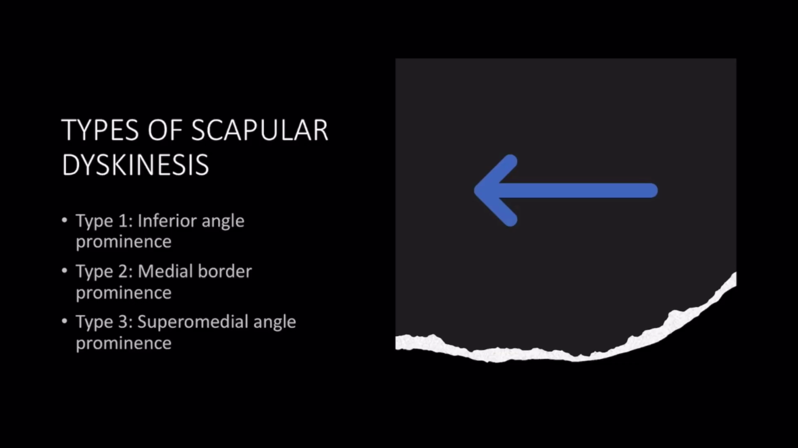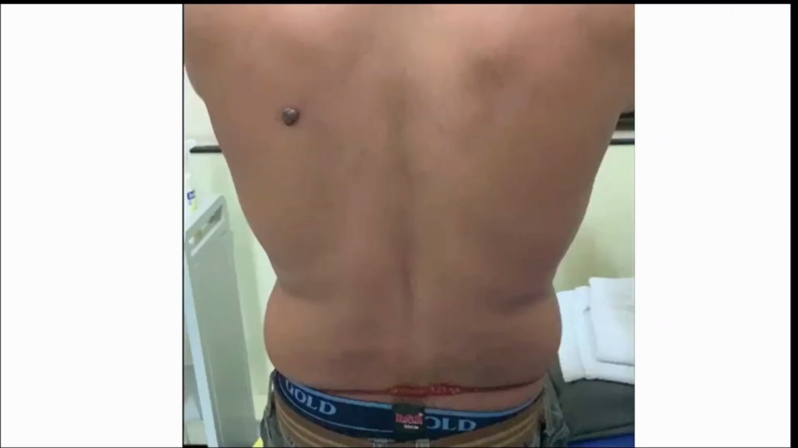Then coming on to the types of scapular dyskinesis. These are clinically not that important because the management doesn't significantly differ, but for naming's sake, type 1 is inferior angle prominence, type 2 is medial border prominence, and type 3 is superior medial angle prominence. Some also consider type 4, which is symmetrical bilateral scapular dyskinesis. So we will see the various scapular dyskinesis here.